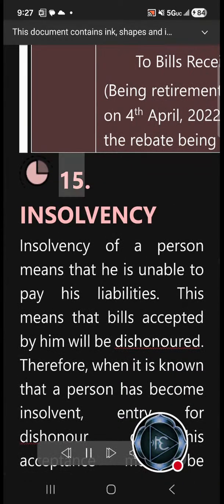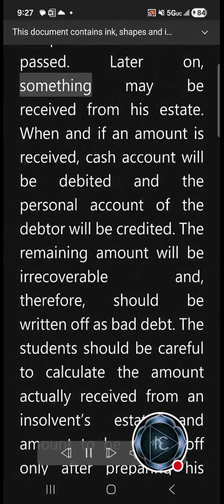15. Insolvency. Insolvency of a person means that he is unable to pay his liabilities. This means that bills accepted by him will be dishonored. Therefore, when it is known that a person has become insolvent, entry for dishonor of his acceptance must be passed. Later on, something may be received from his estate. When and if an amount is received, cash account will be debited and the personal account of the debtor will be credited. The remaining amount will be irrecoverable and, therefore, should be written off as bad debt.